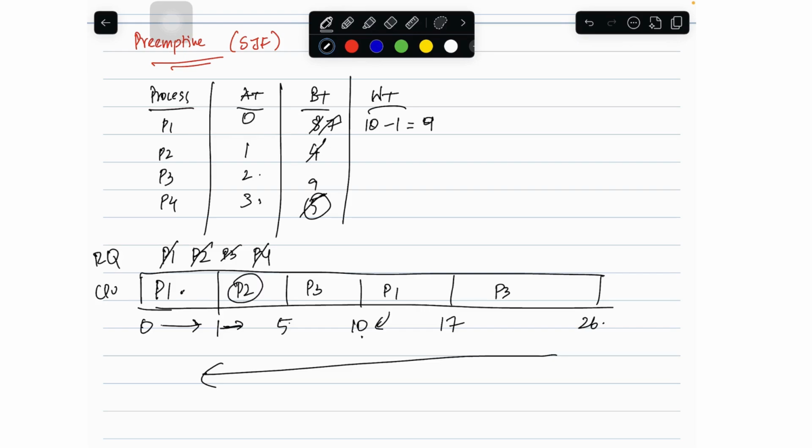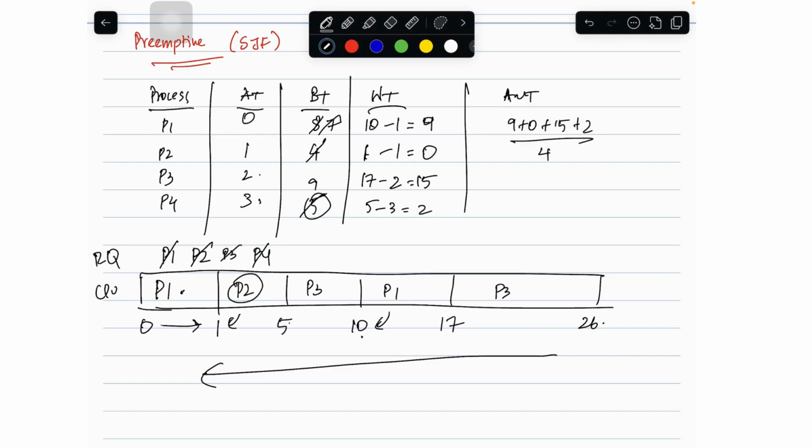Process P2 is here and its wait time is here. It's got arrival at 1, so 0. P3, much like that, 15. P4, 5 minus 3 is equal to 2. So the average waiting time is 9 plus 0 plus 15 plus 2. Okay, we have to divide it by 4, which is 26 by 4, equal to 6.5 milliseconds.